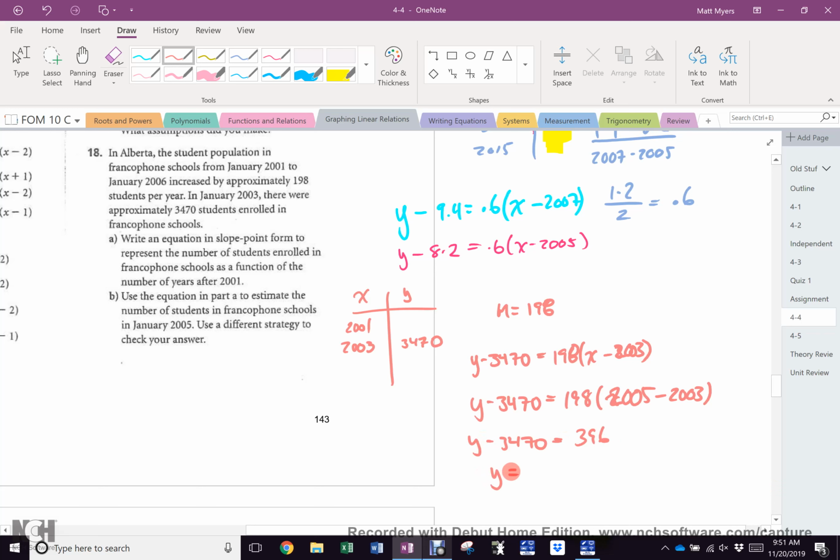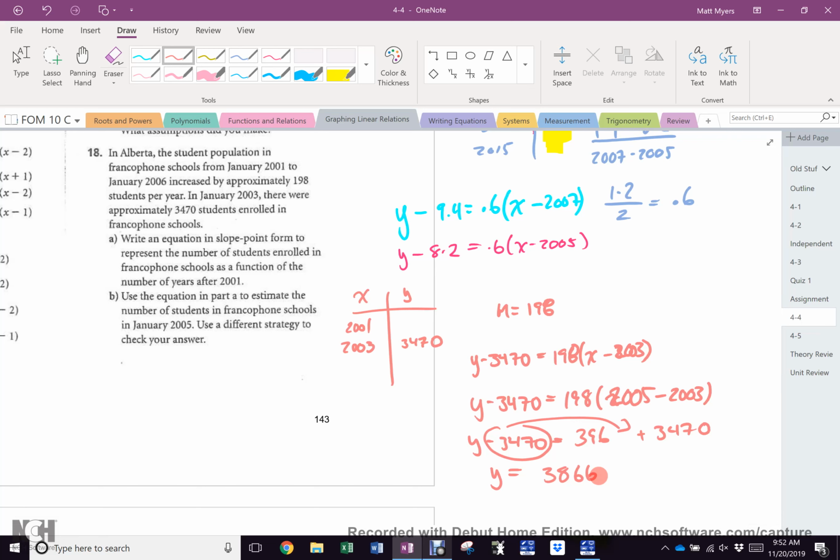Isolate it. Y equals, when that moves over there, what happens to it? Positive 3,470. 3,470 plus 400 would be 3,870, but minus 4, 3,866. Yeah? That's how you do all these questions. Doesn't matter what you're counting, doesn't matter what the numbers are, they're all just x's and y's.